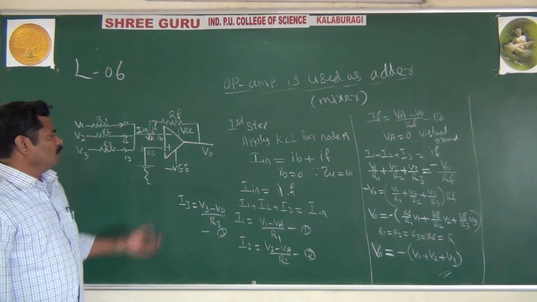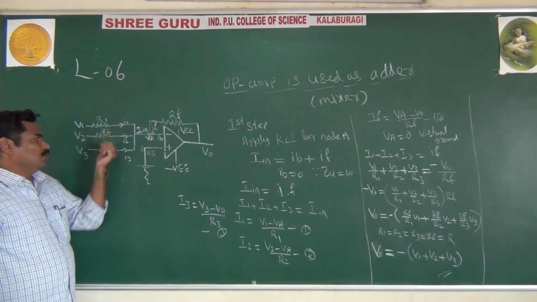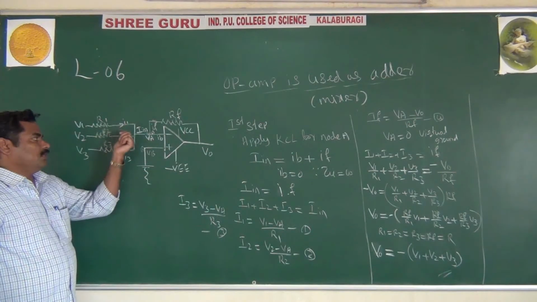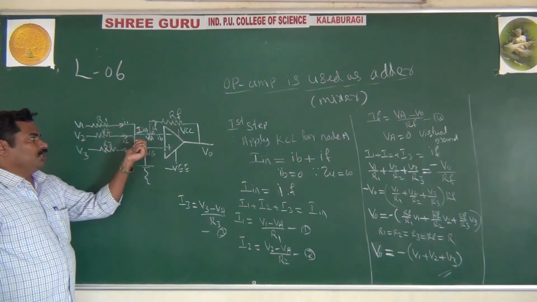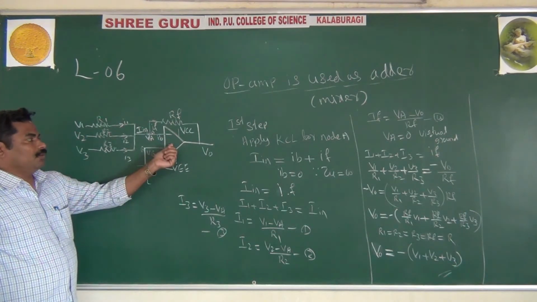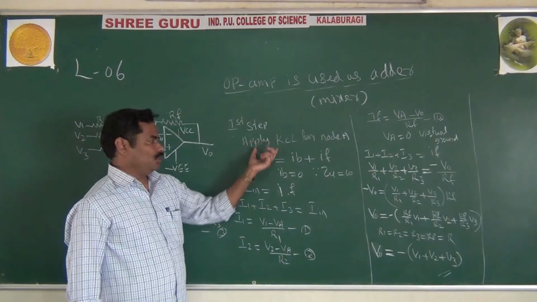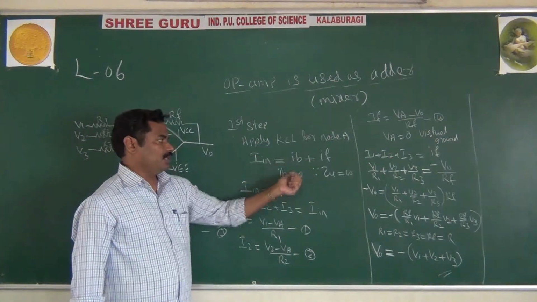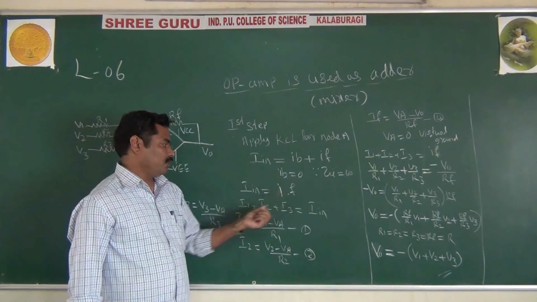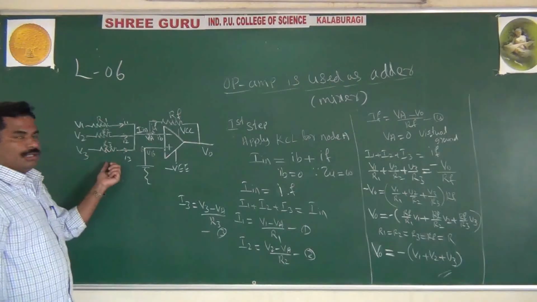Very simple. As I said, you are applying the different inputs V1, V2, V3 to the inverting terminal through R1, R2, R3, and because of the different inputs you get different currents I1, I2, I3. This is nothing but the incoming current, IB is the current going inside the op amp, and IF is the feedback current. Once again, use KCL: I1 plus I2 plus I3 is equal to IB plus IF, and as we know, IB is 0 because of infinite input impedance, so the sum of the input currents is equal to IF.